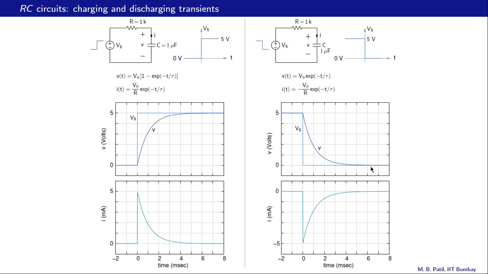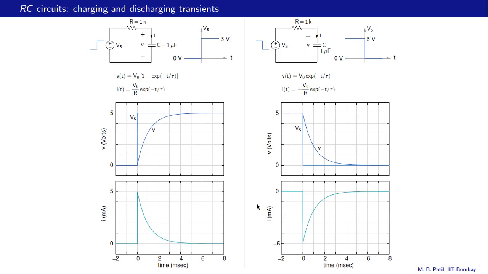We expect that to take 5 time constants. R is 1k here, C is 1 microfarad as in the previous case, and therefore the time constant is 1 millisecond. 5 tau is 5 milliseconds. Therefore at 5 milliseconds we expect the transient to vanish, and that is what we observe over here. V becomes constant after about 5 milliseconds.